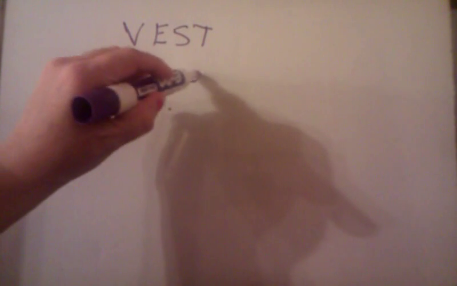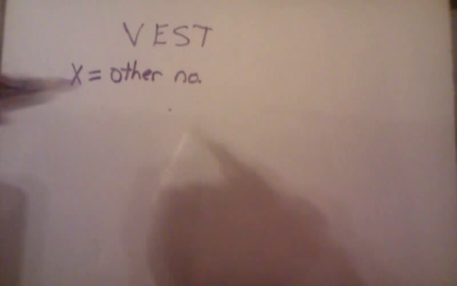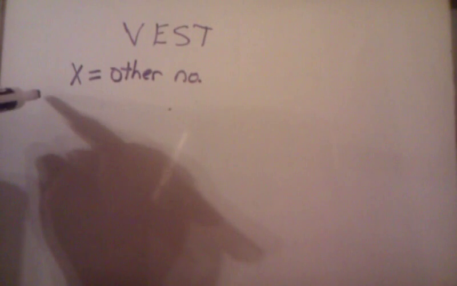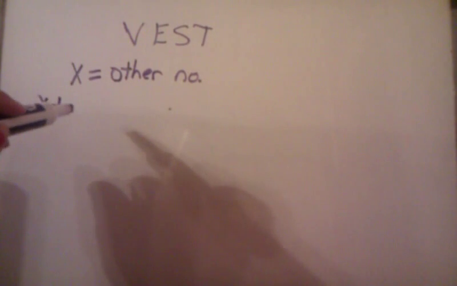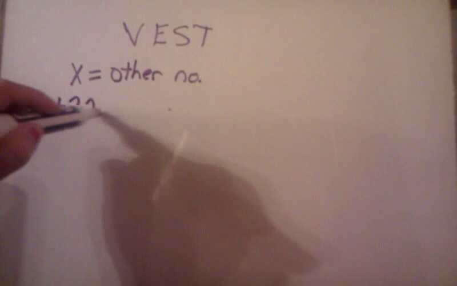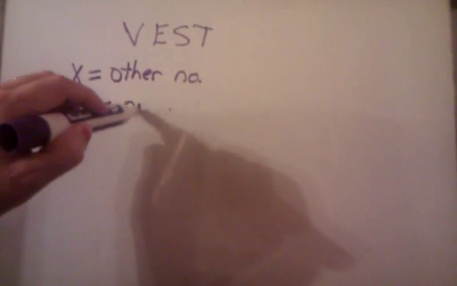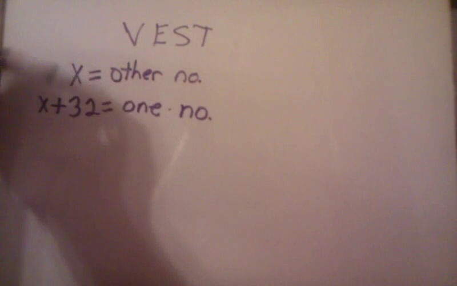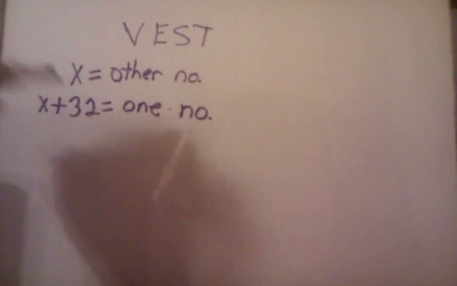So this is the other number. So if x is the other number, what is one number? One exceeds the other. Okay, exceeds is going to be plus. Let's put x plus 32, and this is one number. Okay, now let's do the equation. Their sum is 46. What does sum mean? Sum means plus. It means I have to add both of them together.